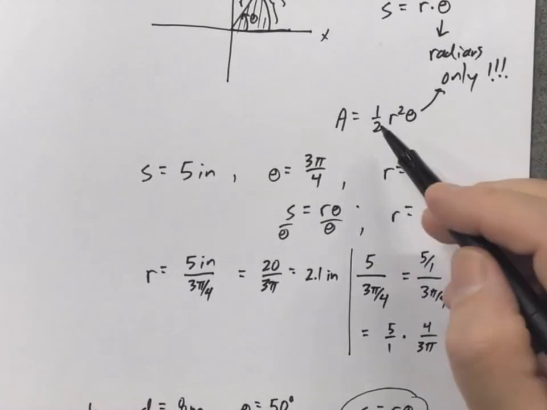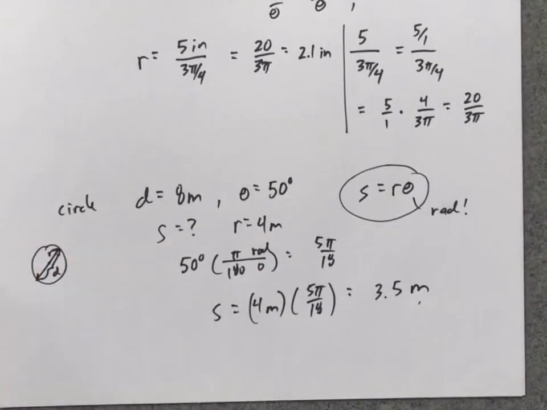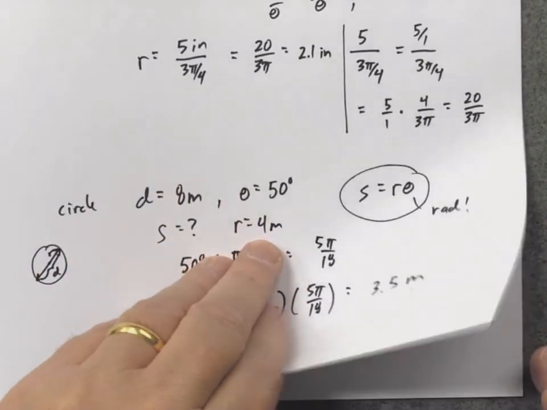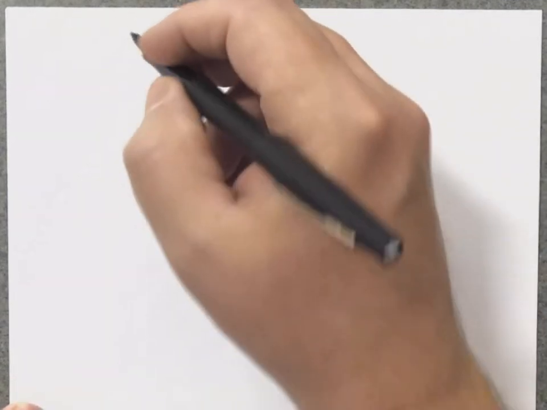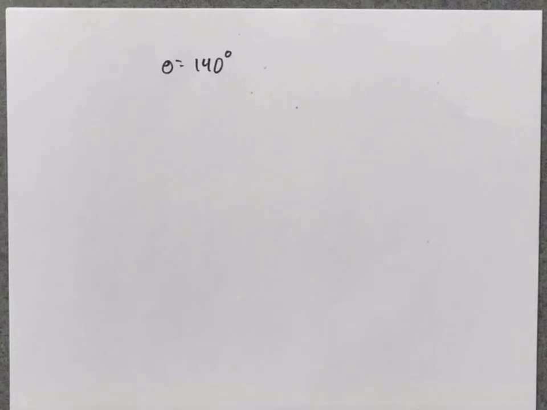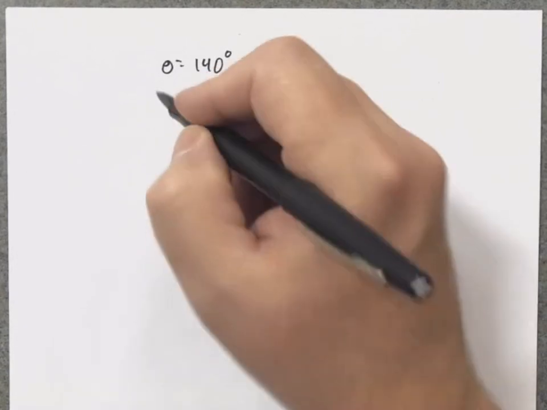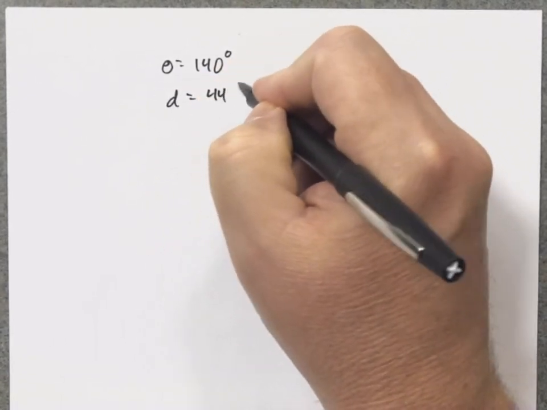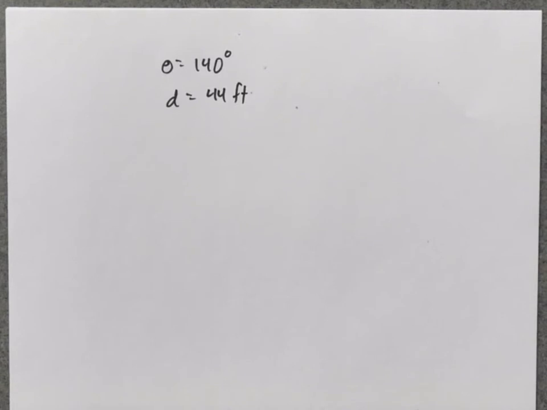Now there's another problem that deals with the area, this equation. Let's go ahead and do that one as we wrap up this section. Here's what the problem says. Approximate to the nearest square foot the area of a 140-degree sector. So basically they're saying the angle's 140 degrees, in a circle of diameter 44 feet. Once again, they give us a diameter. Round to the nearest tenth.